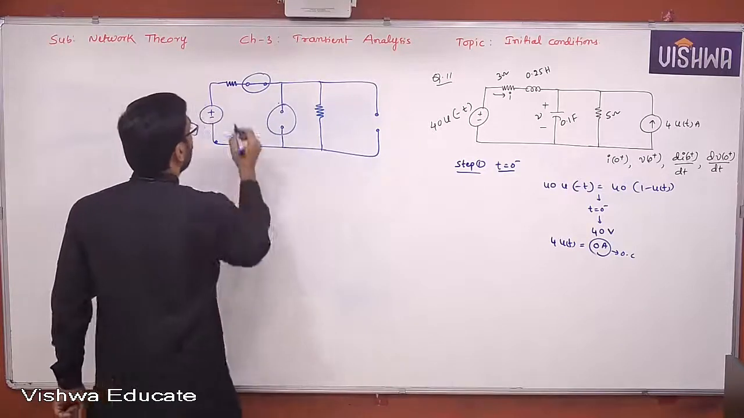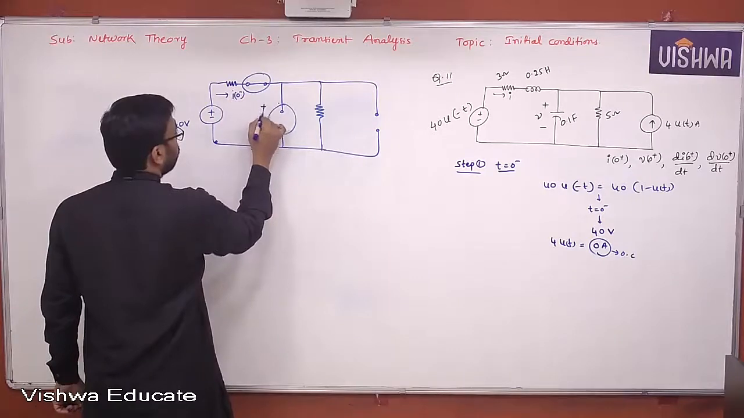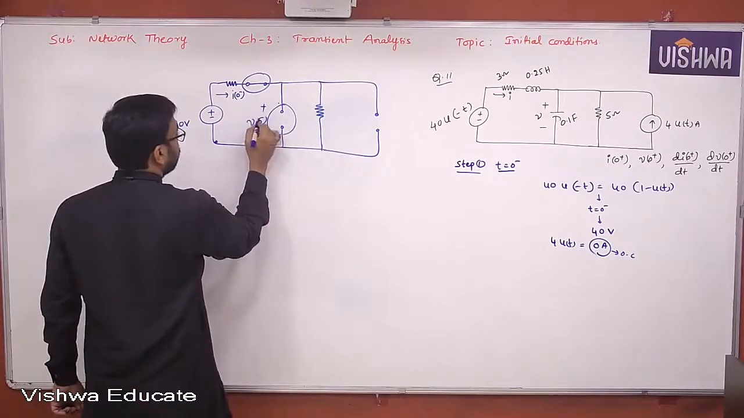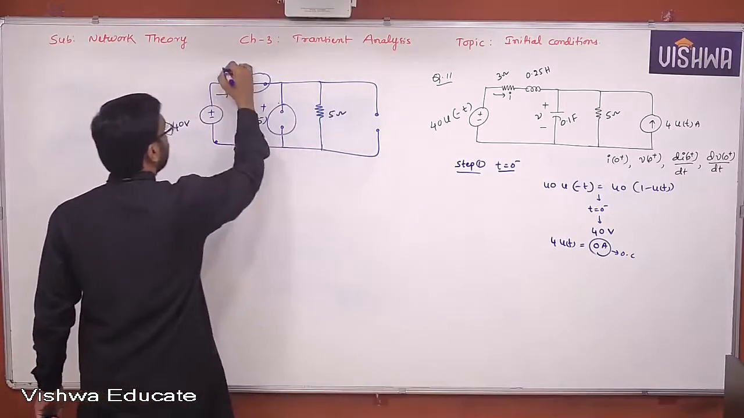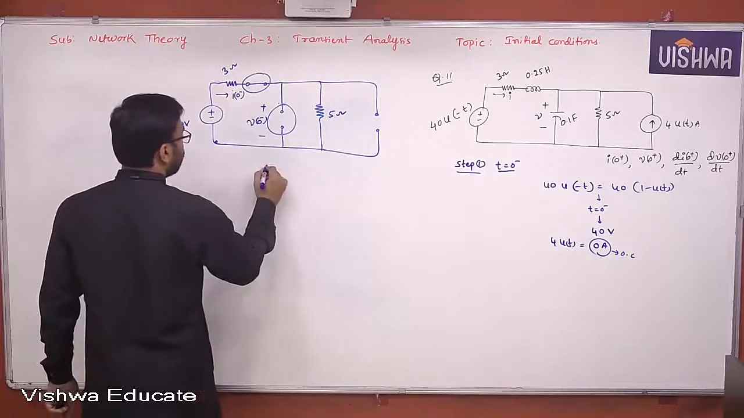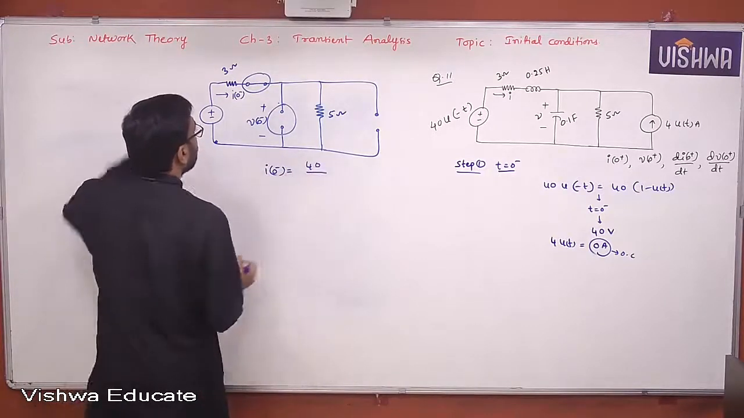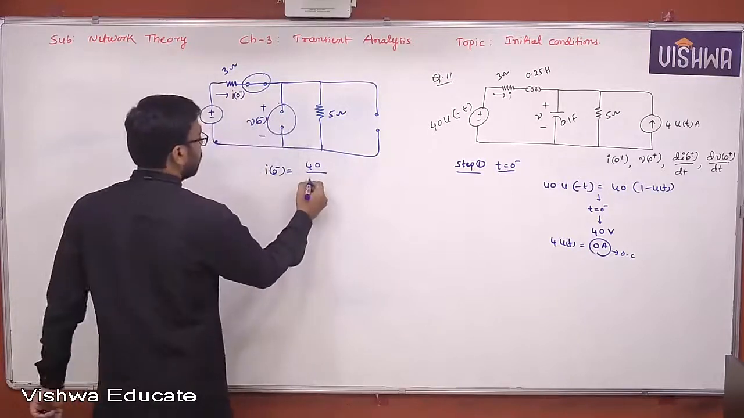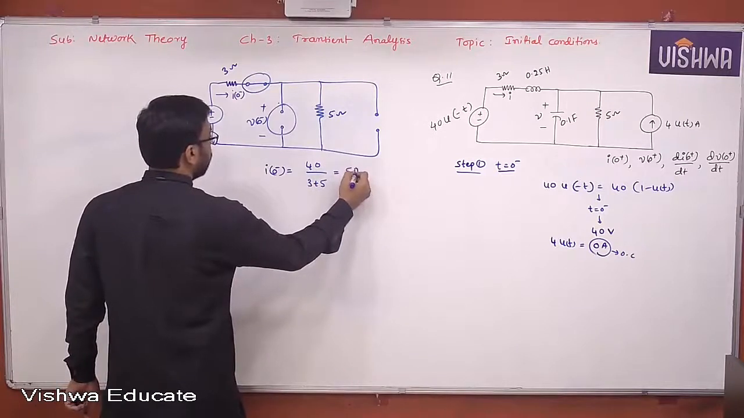Now let's find what is I of 0 minus. What is V of 0 minus? What is the value here? 5 ohm, 3 ohm. Okay. What is the current I of 0 minus? I of 0 minus is 40 volts divided by 3 plus 5, that is 8, so 5 amperes.